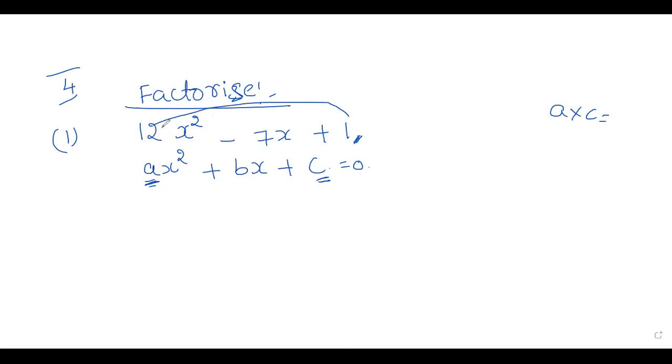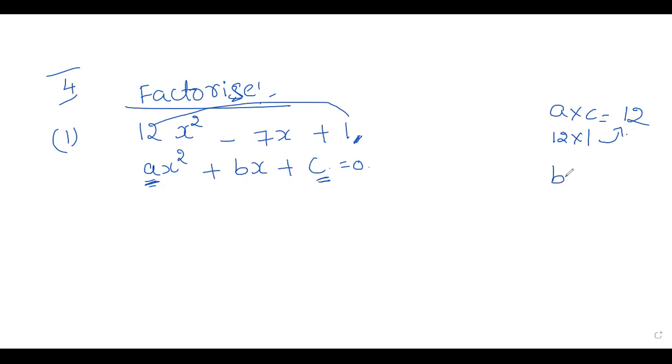Okay, so here we have 12. Coefficient of x square is 12. That's why you have to consider 12 also. a into c, that is 12. 12 into constant 1, so that is your 12.